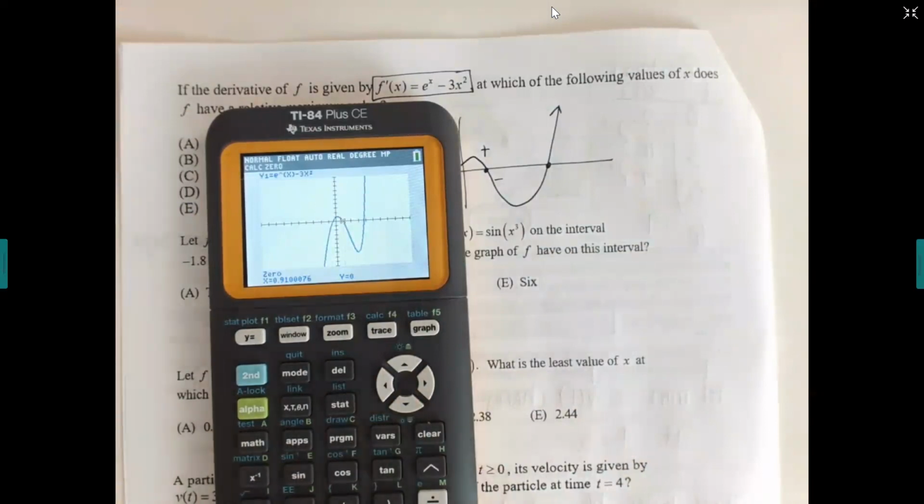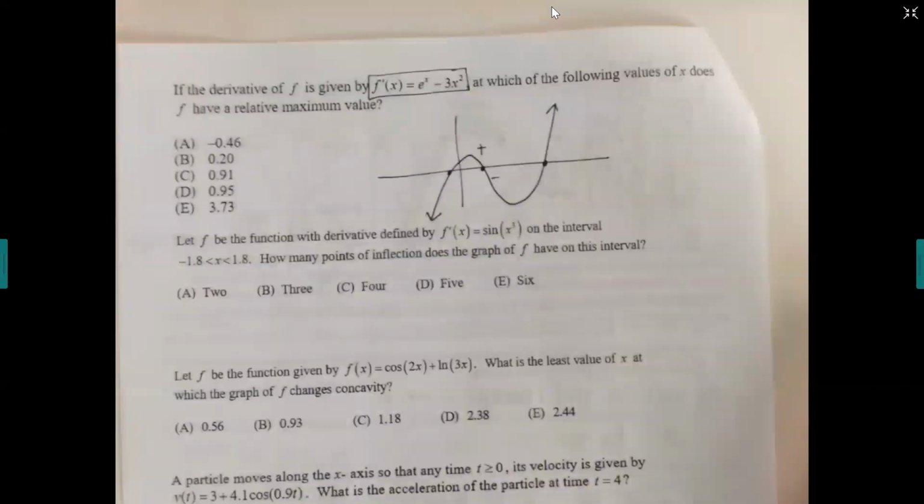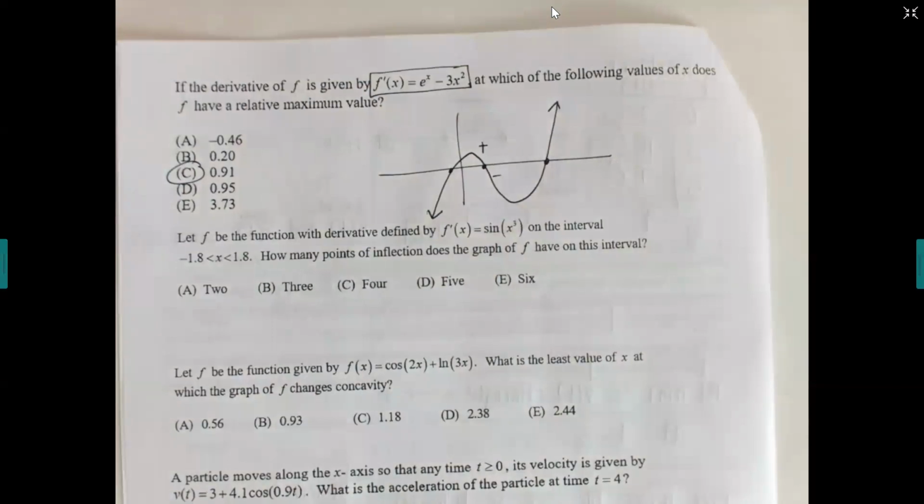If you want to do the arrows, though, remember you would want to go a little bit above, hit enter, a little bit below, hit enter, and then back to the middle for your third one. So 0.91 would be your answer there. Questions on that? All right, next one.